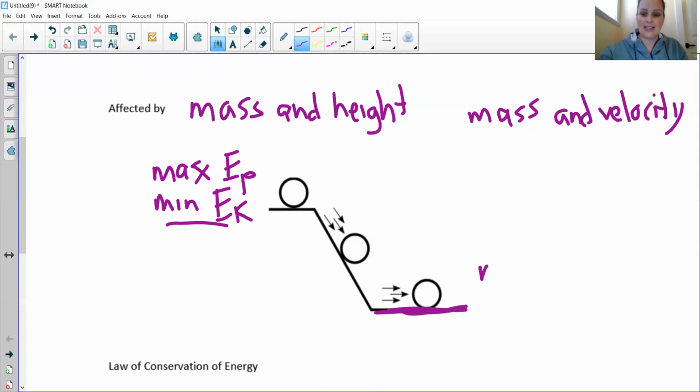So at the end, it has very little or zero potential energy, and it has the most amount it will ever have of kinetic energy.